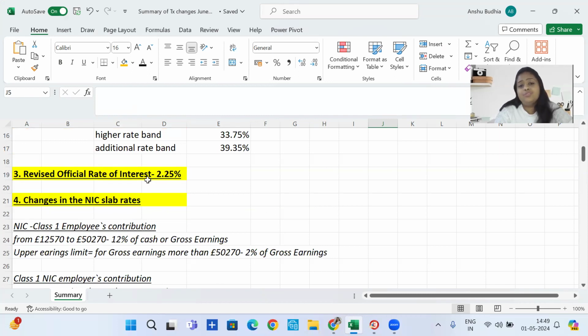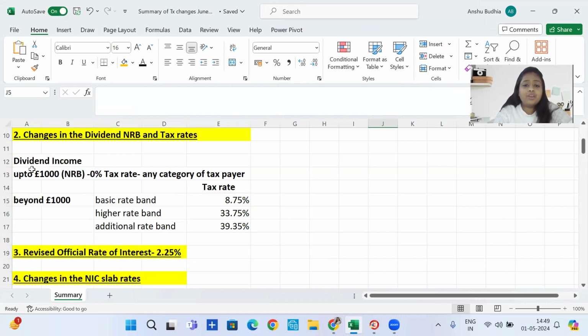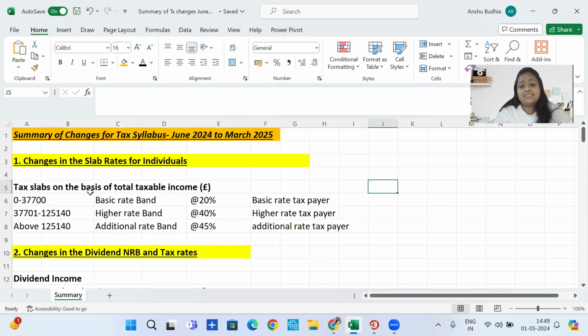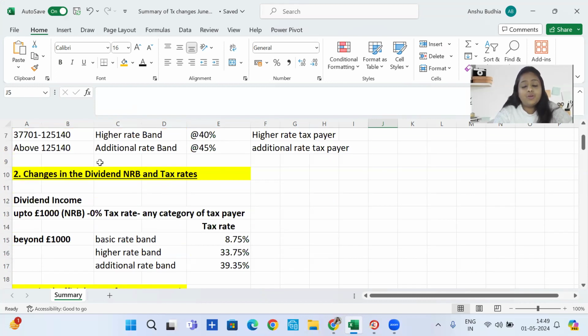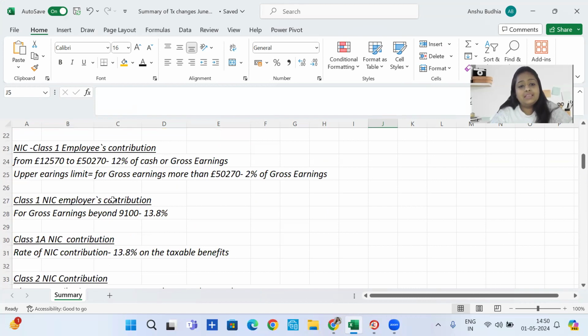So you actually don't need to learn the official rate of interest, the nil rate bands, tax rates, as well as the slab rates. But yes, you need to practice with these rates so that you are not mixing up the old rates and the new rates in the exam. Moving on, just like we have income tax slab rate changes, we have changes in the NIC slab rates as well. I will discuss them one by one.